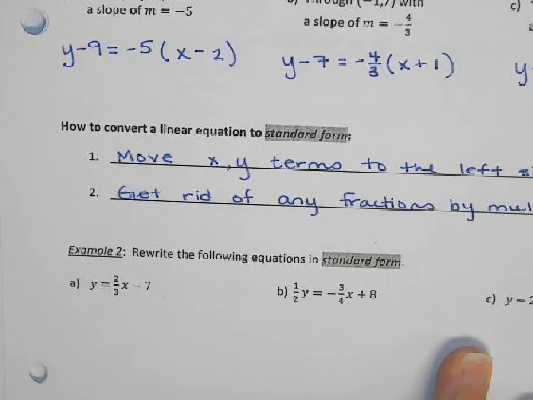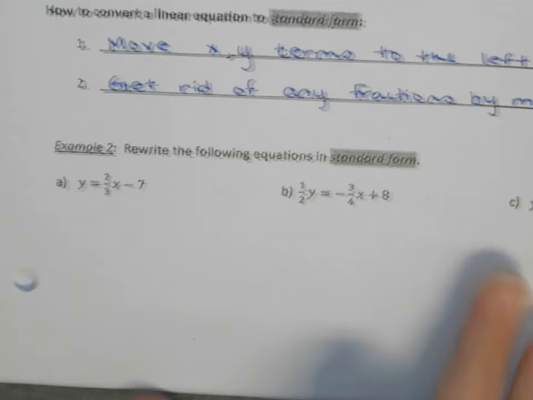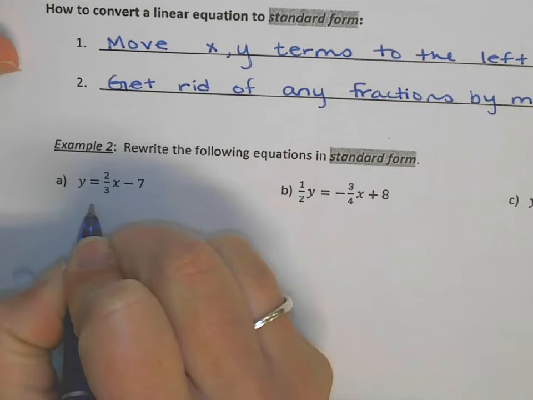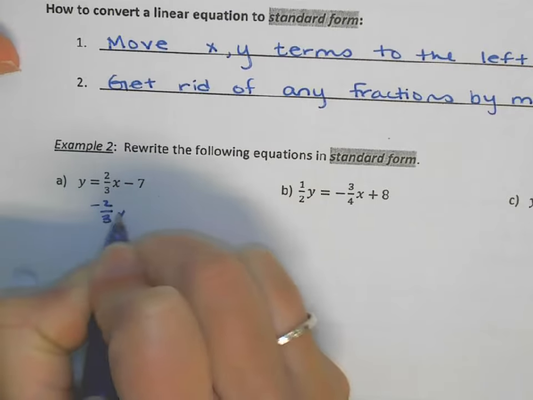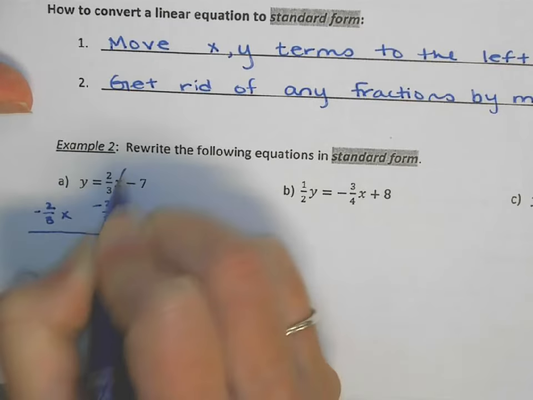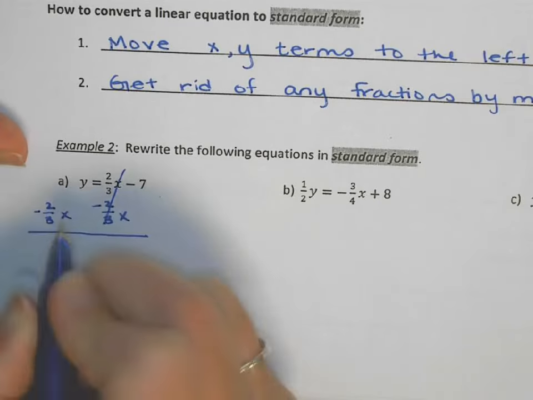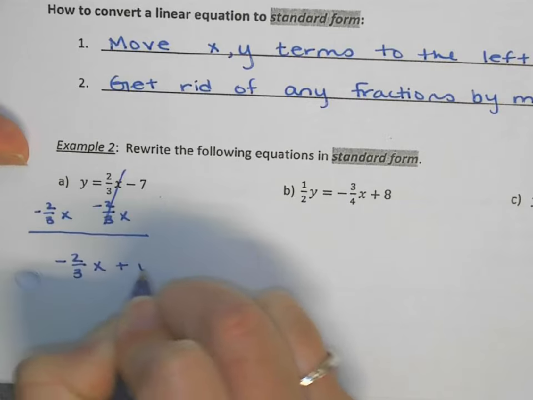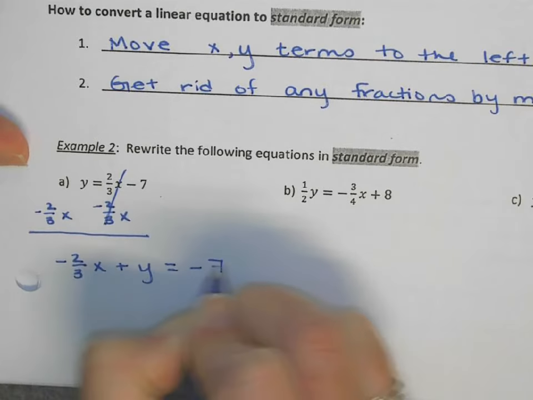All right, so let's check out A. We're going to write this in standard form. So we need the x and the y on the left side of the equal sign. The y is already on the left side of the equal sign, but the x term is not. So what we can do first is subtract 2/3 x on both sides. That term goes away on the right, and on the left you have -2/3 x plus y equals -7.